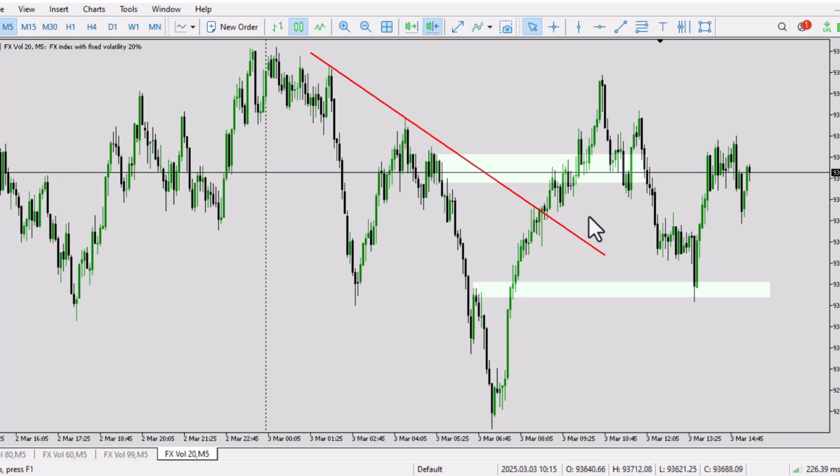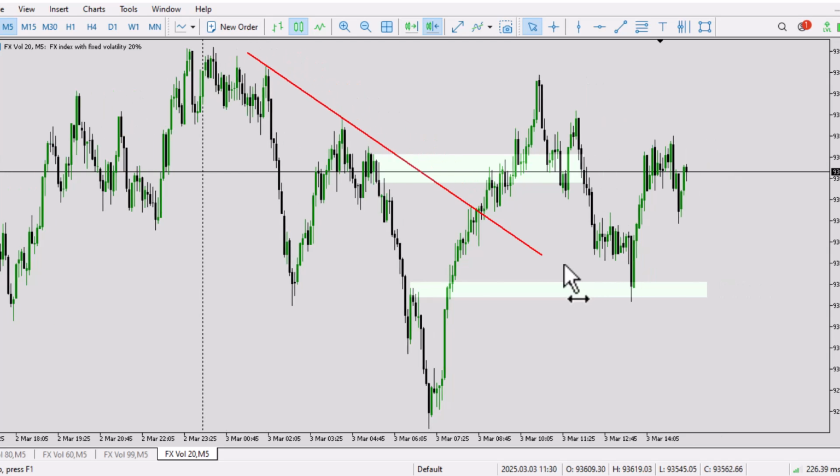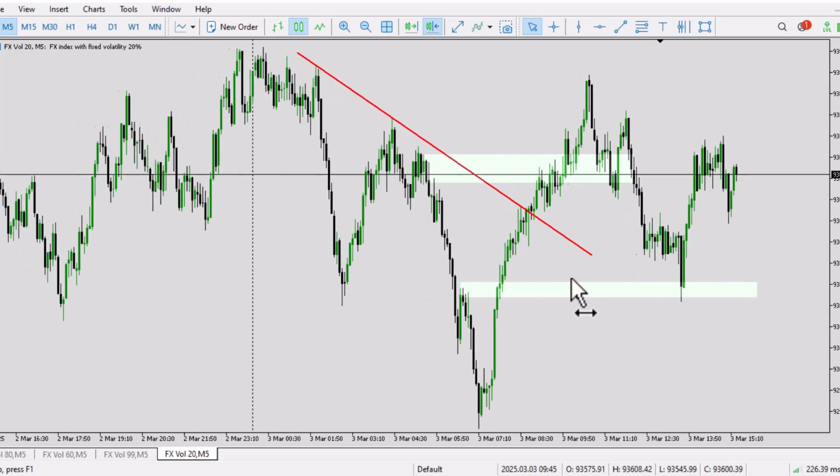Today I want to show you how to master reversals and how to trade them. We're going to be looking at the synthetic indices that are found on WorldTrade.